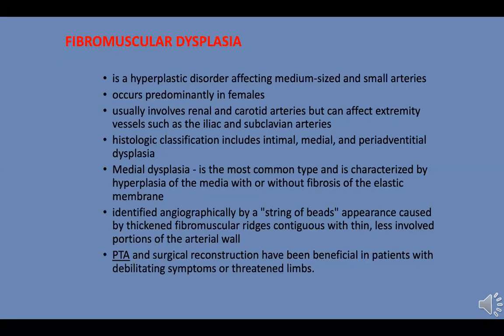The medial dysplasia is the most common type and is characterized by hyperplasia of the media with or without fibrosis of the elastic membrane. In the angiography, you can see a string of beads appearance caused by thickened fibromuscular ridges contiguous with thin, less involved portions of the arterial wall. Percutaneous transluminal angioplasty and surgical reconstructions have been beneficial in patients with debilitating symptoms or threatened limbs.